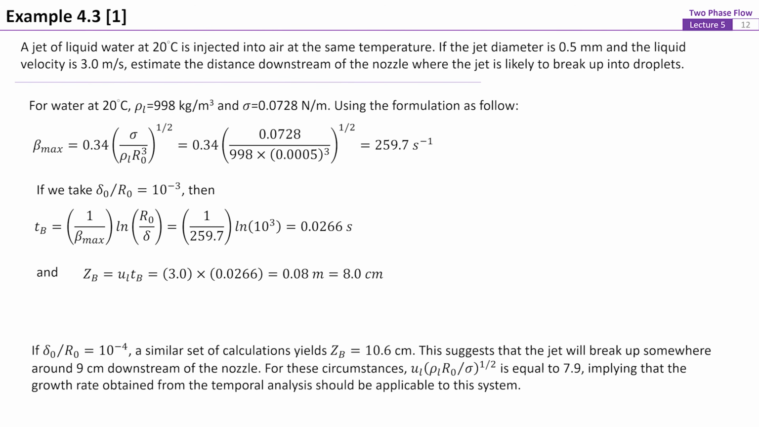Example 4.3 from the textbook is shown here to illustrate how to use those results. For a water jet with a diameter of 0.5 mm and a velocity of 3 meters per second, the breakdown distance is approximately 9 centimeters.